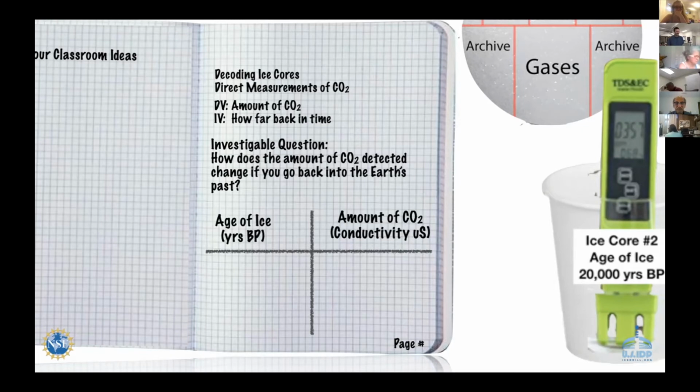So let's get a data table ready to record some data. Because again, activity before content. Before we start talking about ice core records, we should get kids engaged in collecting data about ice core records. So now that we have a nice, clearly defined dependent variable and independent variable, we can just put those in a data table.